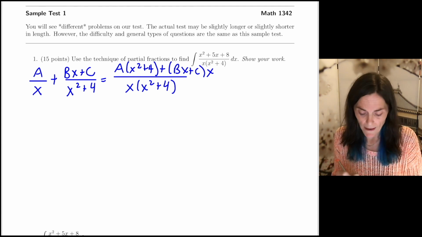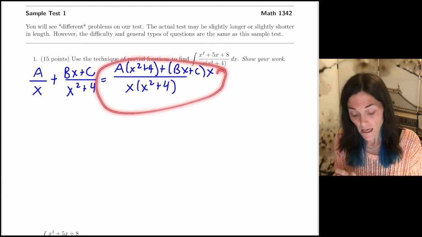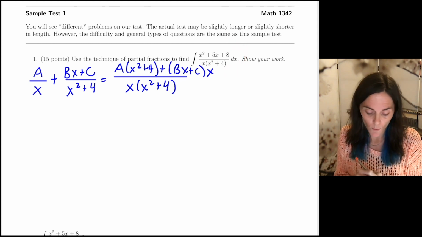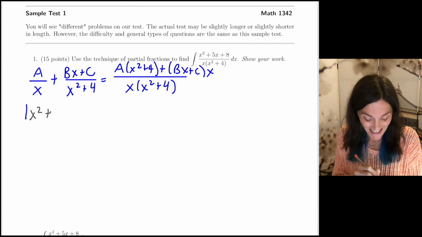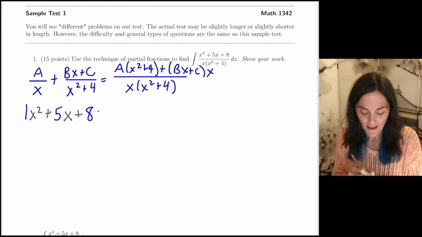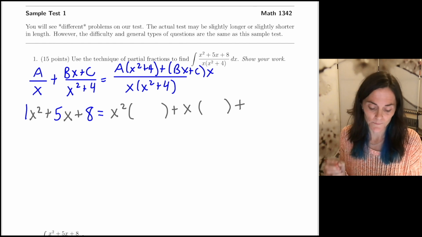I sometimes will multiply everything out, but I think I can see the terms that I have here. So I will go ahead and equate my numerators because, right, we want this to equal this integrand, and they have the same denominator. And so I can equate numerators. In my integral, I see 1 times x squared plus, I have 5 times x, and then plus, the constant is 8, and this will equal, well, something times x squared plus something times x, and then plus some constant.